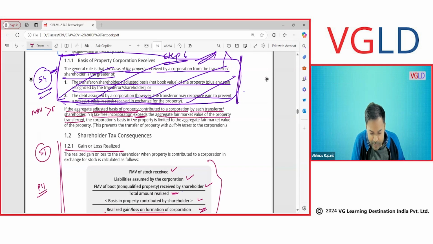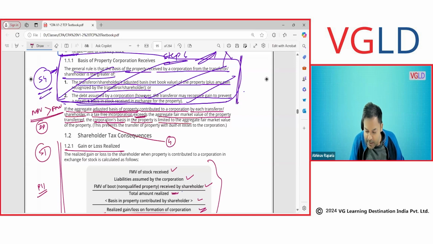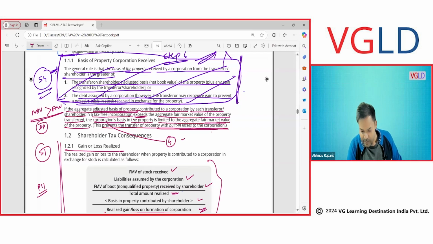So can I not say AP or DP? Which kind of a property are we talking about? DP. DP in that case. The corporation's basis, step number 4, in the property is limited to the fair market value of the property. This prevents the transfer of property with a built-in loss to the corporation, which we discussed. I hope it is okay, guys, what I'm saying.